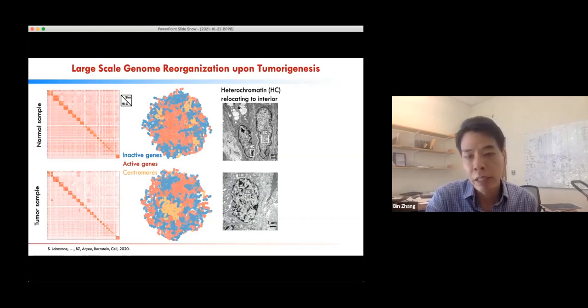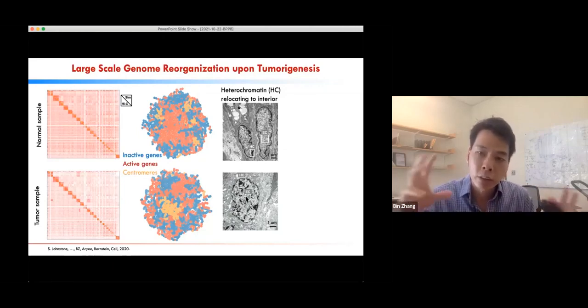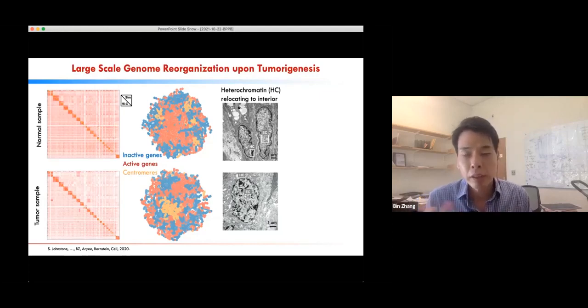In particular, here the heterochromatin are again showing dark color. You can see that in normal cells they localize at the nuclear periphery, but in tumors, they indeed now sort of dissociated from the nuclear envelope and moved to the interior. So that was kind of a record moment for me, that the simulation agreed very well with the experiment.